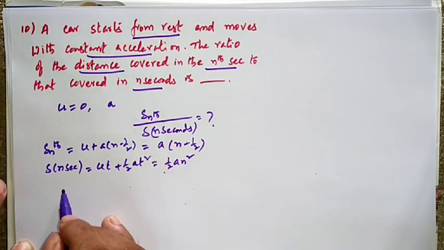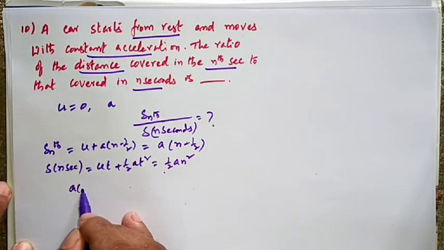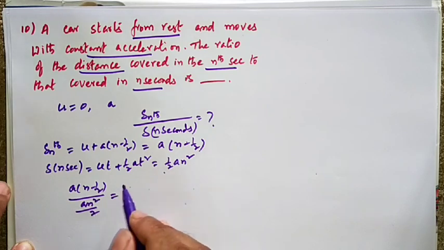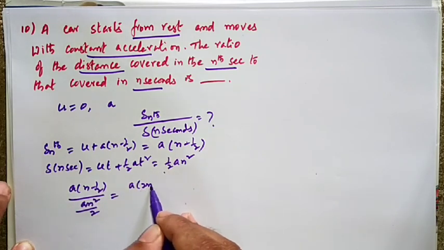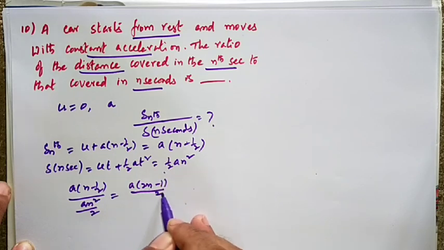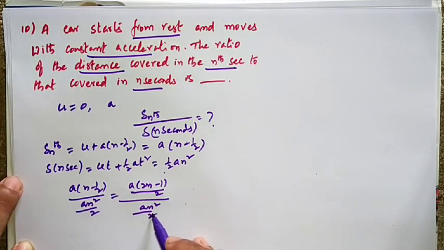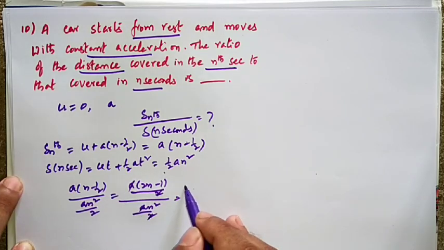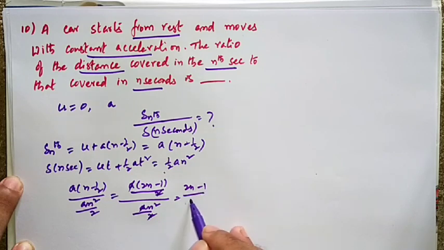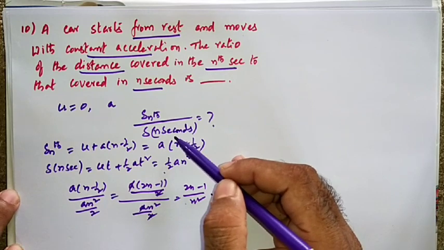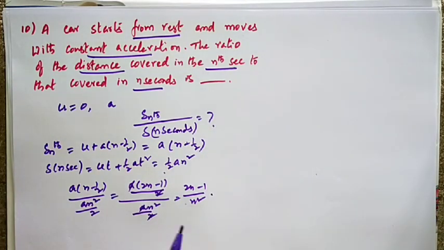Then what is the ratio? a into n minus half by a n square by 2. Can I write or not? Half a n square. Now take the LCM and see. This is a into 2n minus 1 by 2 by a n square by 2. So this 2 gets cancelled, a gets cancelled. What is the answer? 2n minus 1 by n square. This is the ratio of the nth second to n seconds. Clear? Very good.